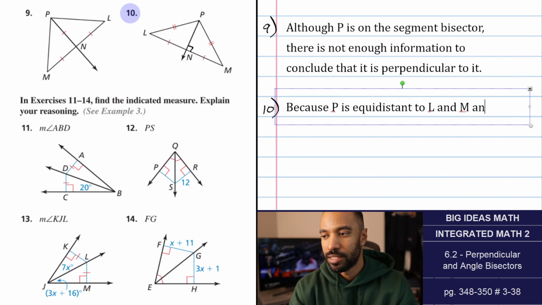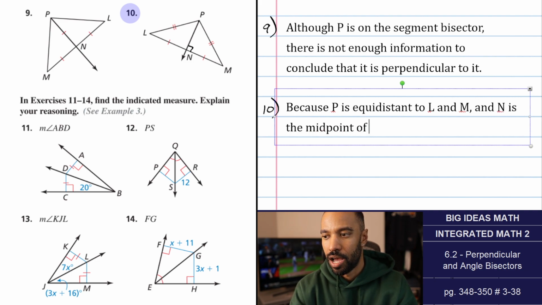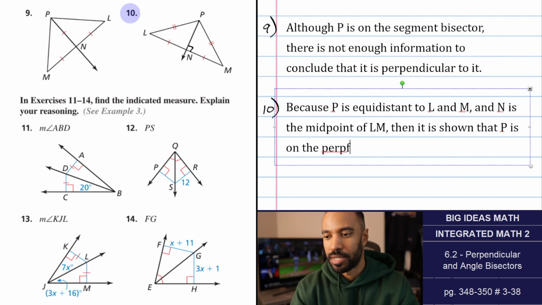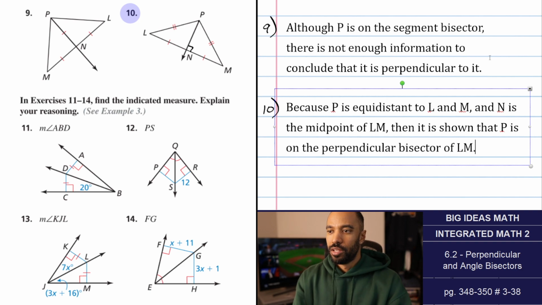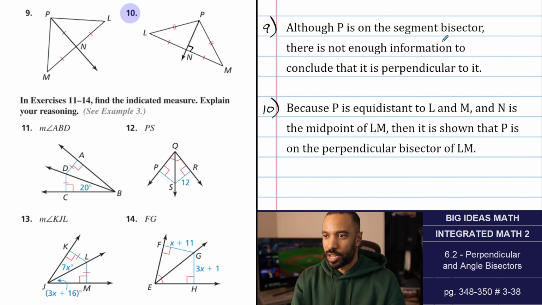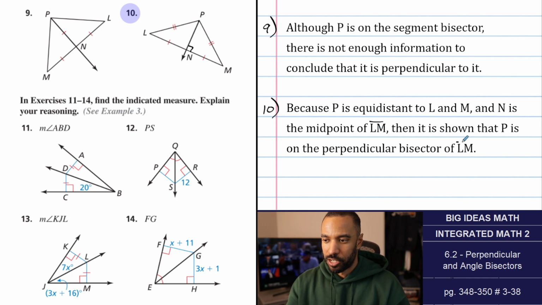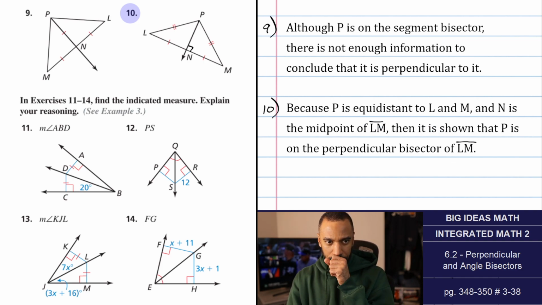and N is the midpoint of segment LM, then it is shown that P is on the perpendicular bisector of LM. Like, it's drawn as such as well, which is nice. Okay, that's those ones. Hopefully those explanations made sense. Hopefully I got to walk through it with you a little bit.